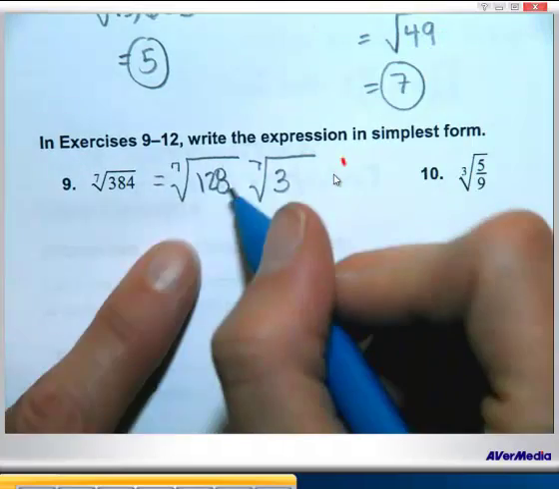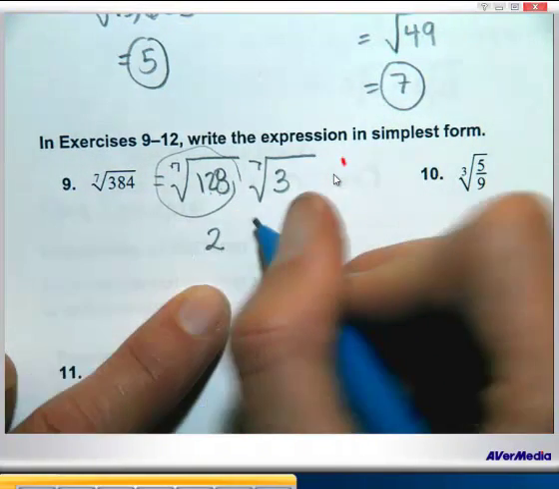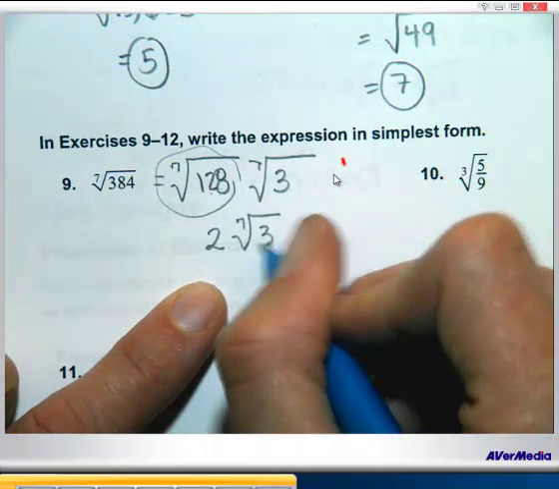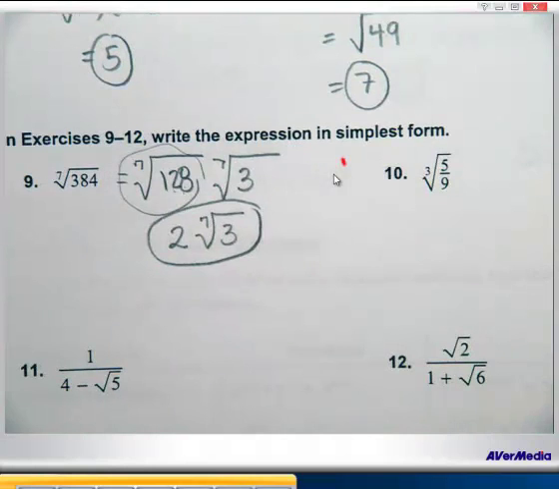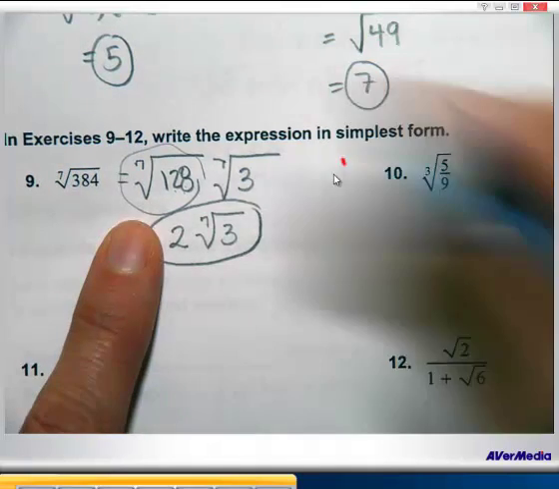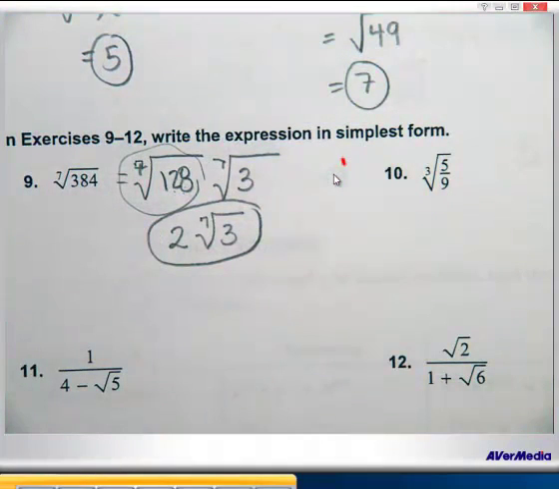The reason we used 128 was because its 7th root is just the number 2. So then our simplified answer is 2 times the 7th root of 3. Now you don't have a ton of these that are that hard. Most of them will be numbers we use that are in the chart on the back wall.